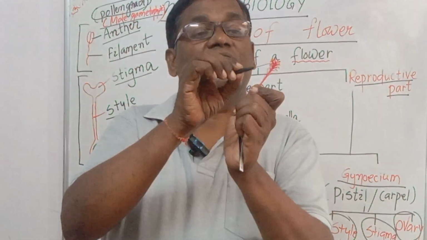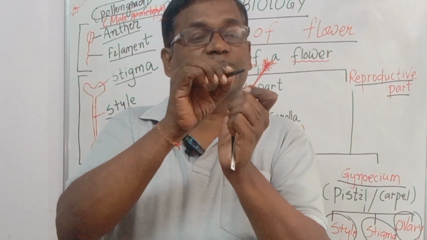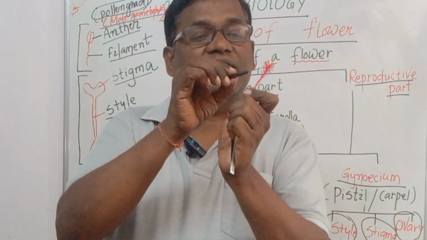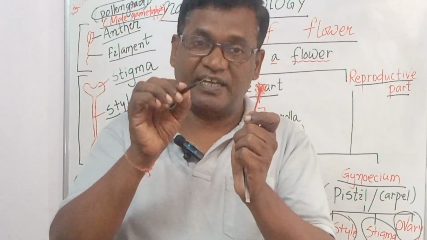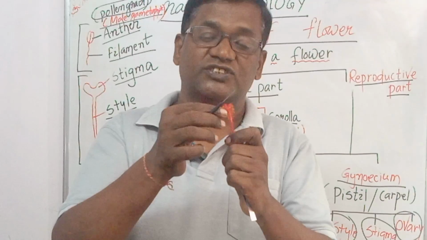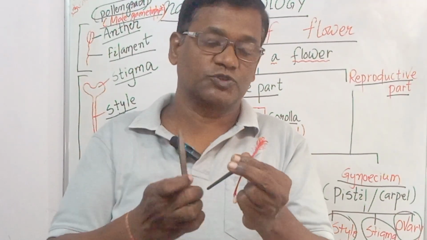I want to tell you, this part is called the anther, and the down part is called the filament, and this combined part is called the stamen, and it is a male sex organ.